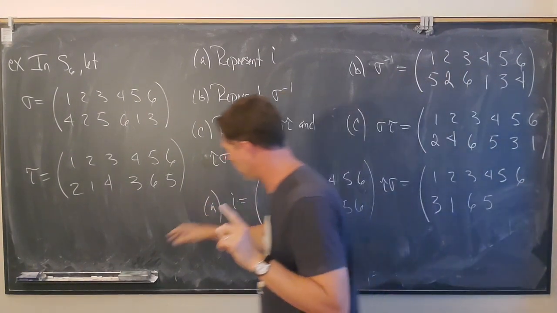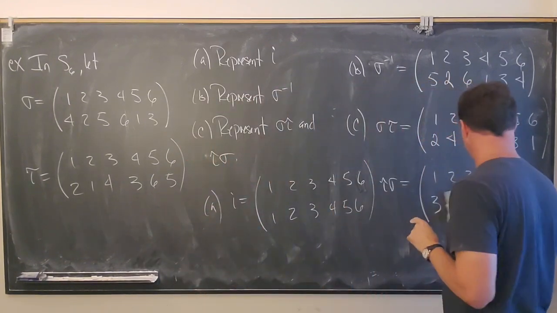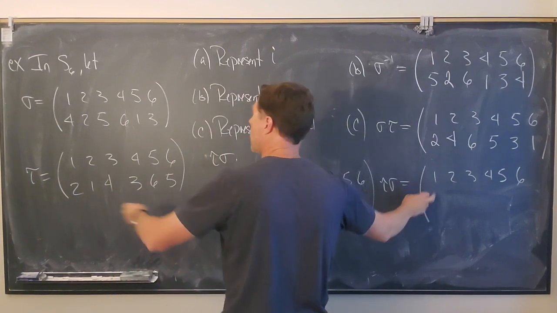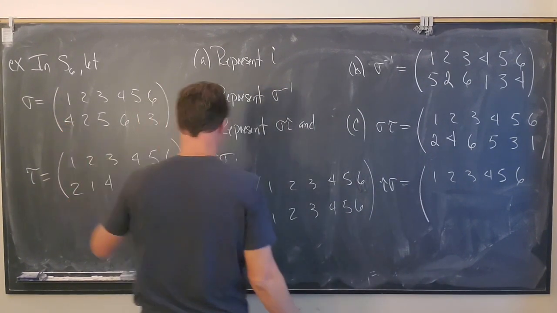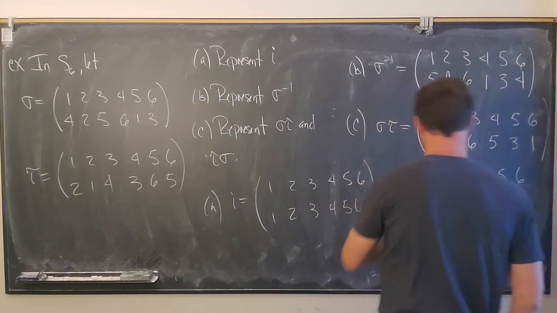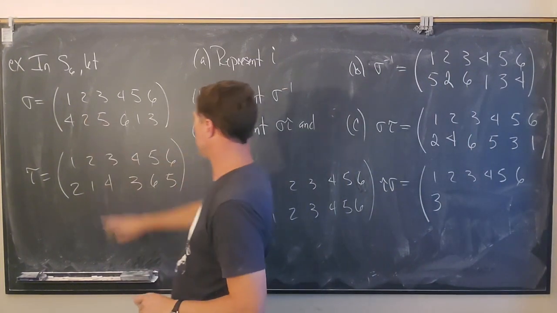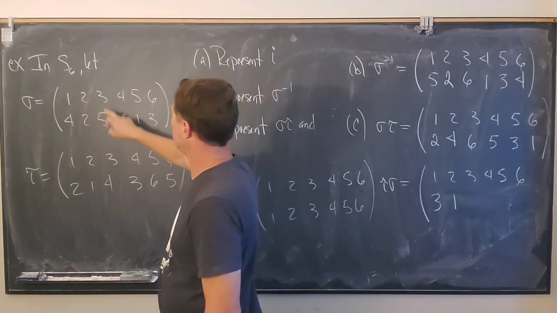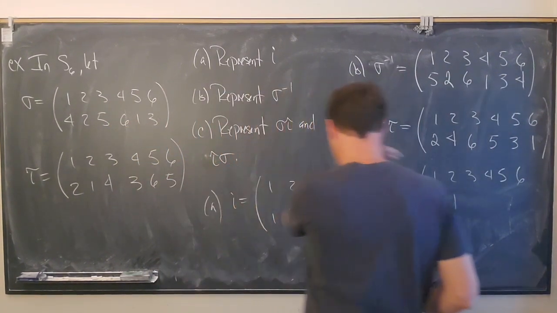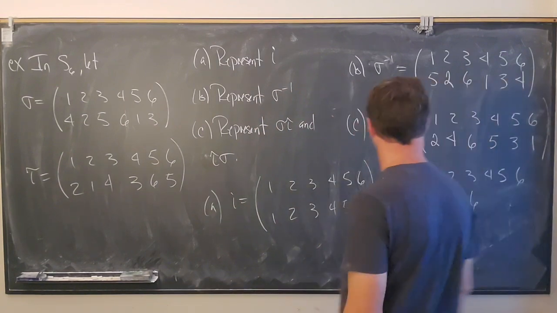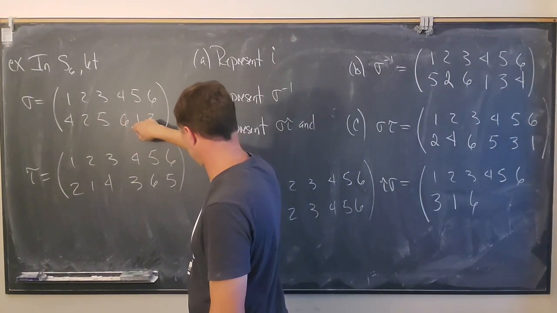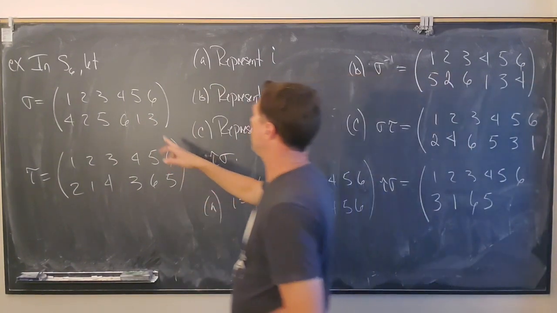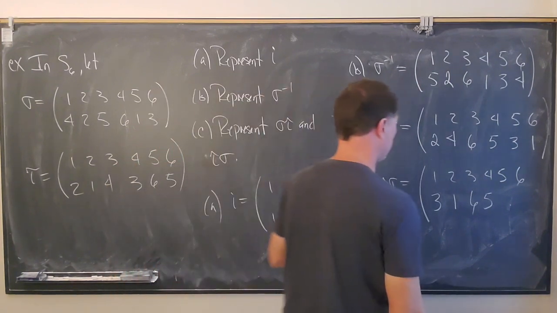Let me just start over so I don't keep a mistake on the board. I think I kind of lost track of what I was doing. I need to do sigmas first. So sigma sends 1 to 4, which goes to 3. Do sigma first. 2 goes to 2, which goes to 1. Sigma first. 3 goes to 5, which goes to 6. 4 goes to 6, which goes to 5. 5 goes to 1, which goes to 2.